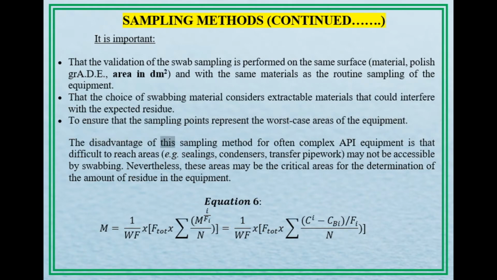The disadvantage of this sampling method for often complex API equipment is that difficult-to-reach areas, for example sealings, condensers, transfer pipework, may not be accessible by swabbing. Nevertheless, these areas may be the critical areas for the determination of the amount of residue in the equipment. Equation 6.